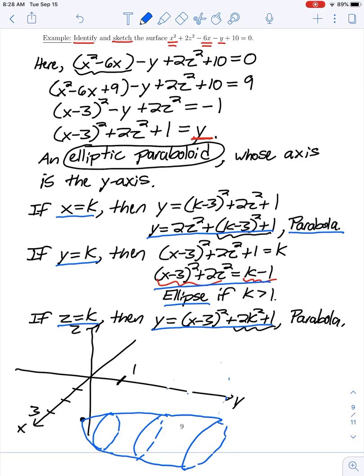And if I'm looking at my cross sections parallel to that YZ plane, well, we have these parabolas opening in the YZ plane. So we see something that looks like this, a very crude sketch here, but we see an elliptic paraboloid whose axis is along this y-axis.